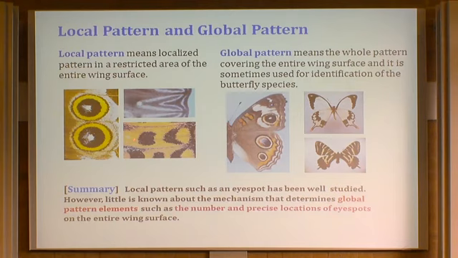This is also a local pattern. On the other hand, a global pattern is the whole pattern covering the entire wing surface. And it's sometimes used, as I said before, for identification of the butterfly species. Okay?